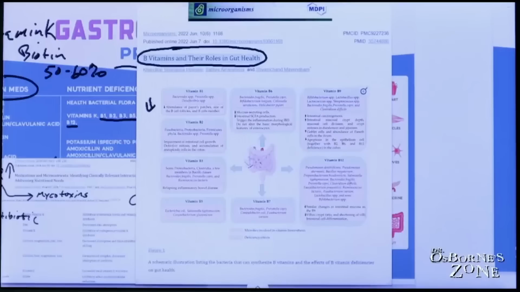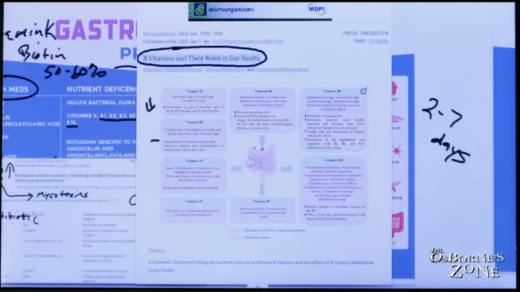Vitamin B2 deficiency, you can see impairment of intestinal cell growth. Remember, your cells are supposed to turn over in your gut every 2 to 7 days. Your cells turn over, your gut lining is brand new. And what we're saying here is impairment of intestinal cell growth, defective mitosis, which is part of cell growth, and accumulation of aneuploidy cells in the colon.